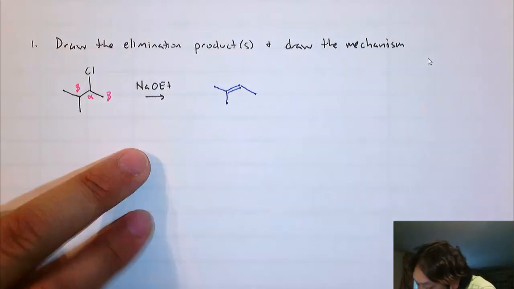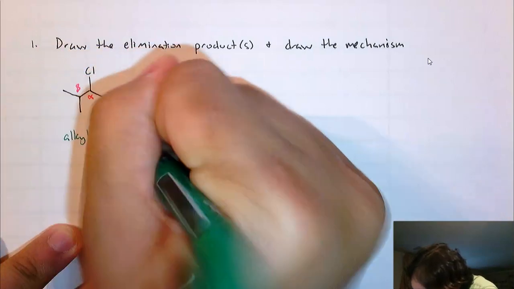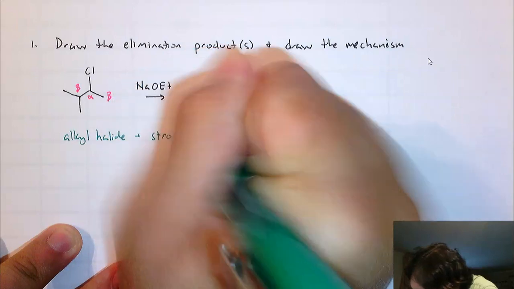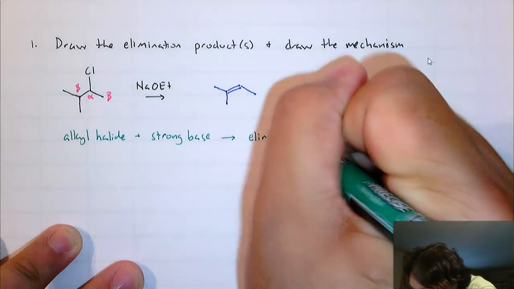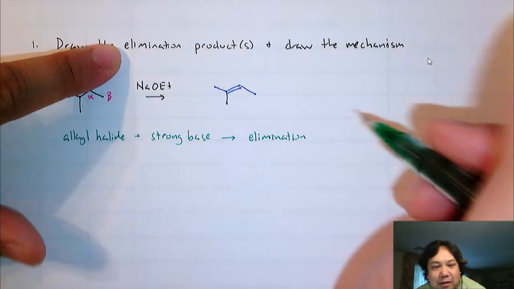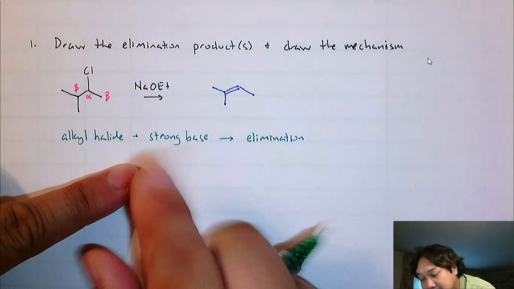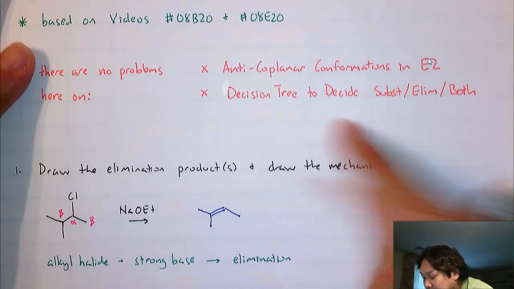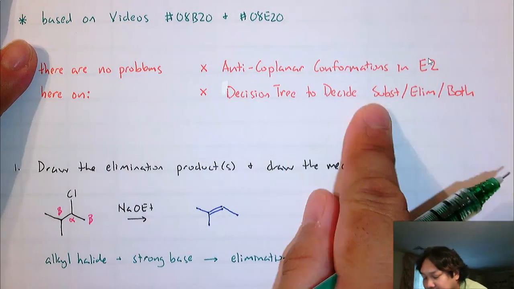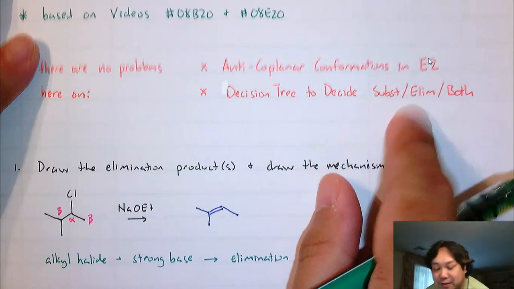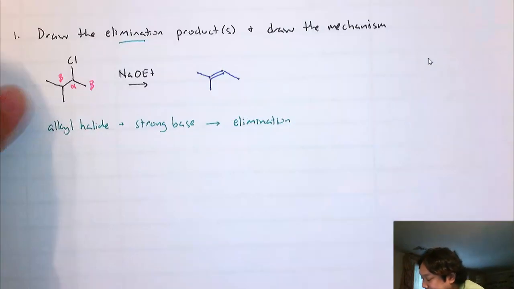This is a strong base, and whenever you see an alkyl halide plus a strong base, you're going to think elimination. And the problem actually tells you elimination. Okay. There's some instances when the strong base can act like a nucleophile and you'll get substitution, but again, at least for now, we don't need to know how to decide whether it's substitution or elimination. I'm telling you that it is elimination that I'm interested in here.